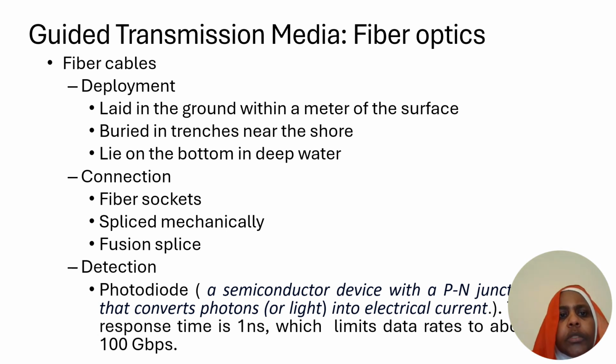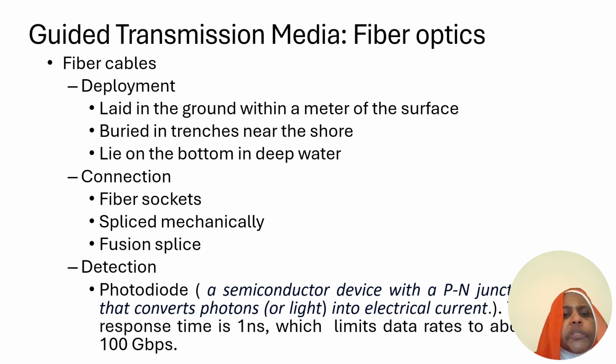Fiber optics cables can be deployed either by laying them in the ground within a meter in depth, or buried in trenches near the shore, or laid on the bottom of deep water in the sea. The connection between two fiber optics can be through fiber sockets, and that is the cheapest, the fastest, and the most maintainable. But the amount of loss of light is high.